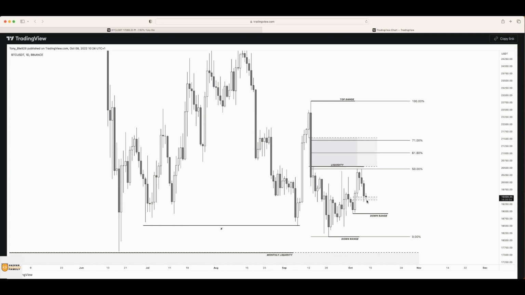So there was no trading activity for me in all of this area until price gets to the bigger imbalance above, where I wanted to distribute from to then go down to the 17K areas. So this is the markup. As you can see, we have the top range, the down range, price is bearish, and then the liquidity sweep, the monthly liquidity. Just very simple, not too complex markup.